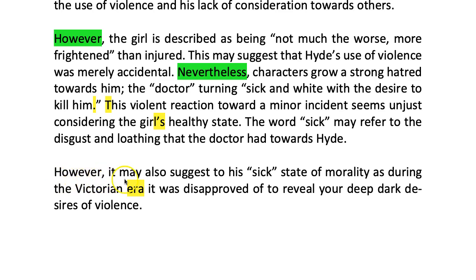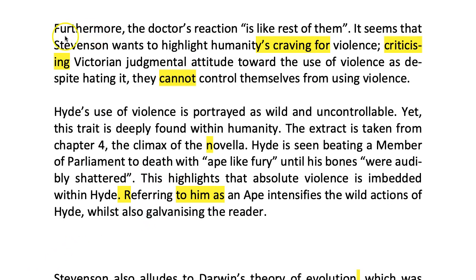Okay, let's carry on. However, it may also suggest to his sick state of morality, as during the Victorian era, it was disapproved of to reveal your deep, dark desires of violence. Well, this is a paragraph that's getting no marks because this is true in every era. We've never been happy to reveal our deep desires for violence. But also, you haven't really proved that the doctor has revealed that desire. So to do that, you'd have to show that Enfield has worked it out. So you could do it, but you haven't shown that. So you've not really developed that argument. So let's carry on.